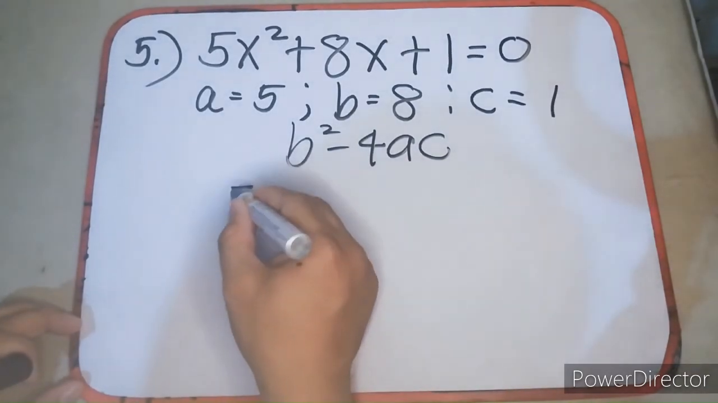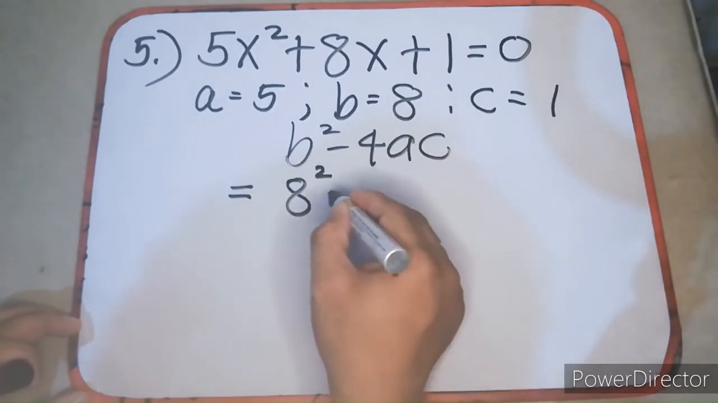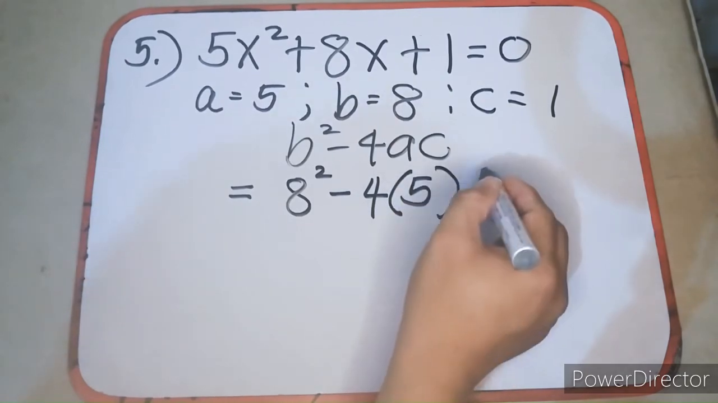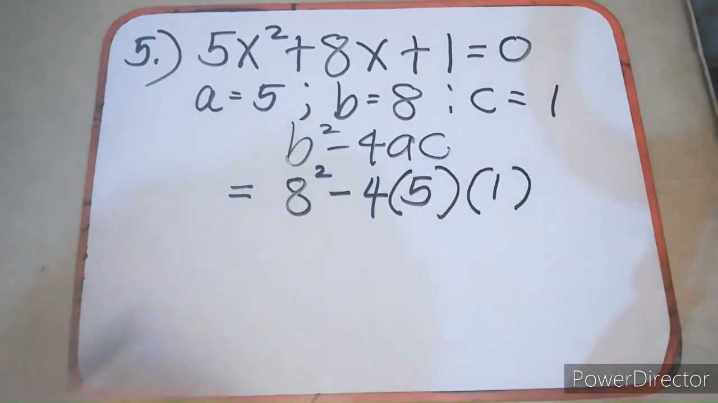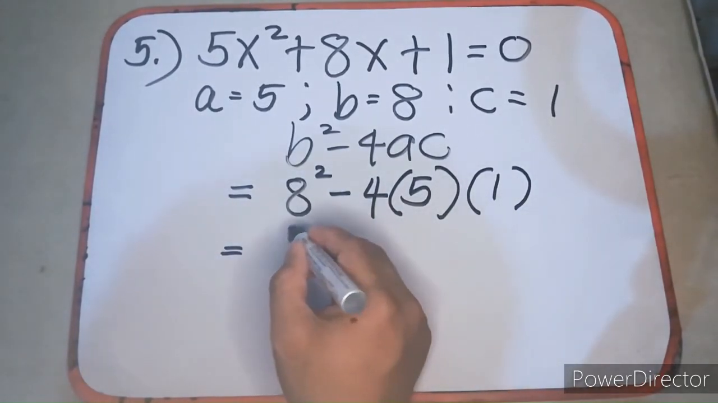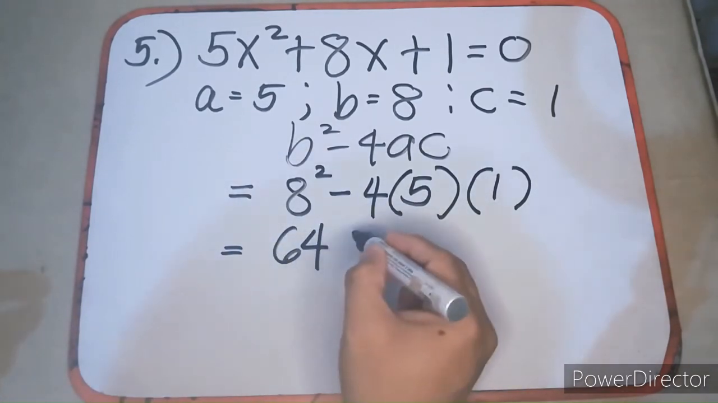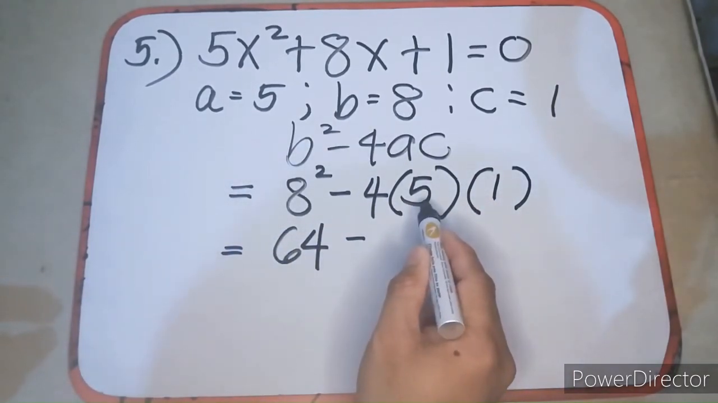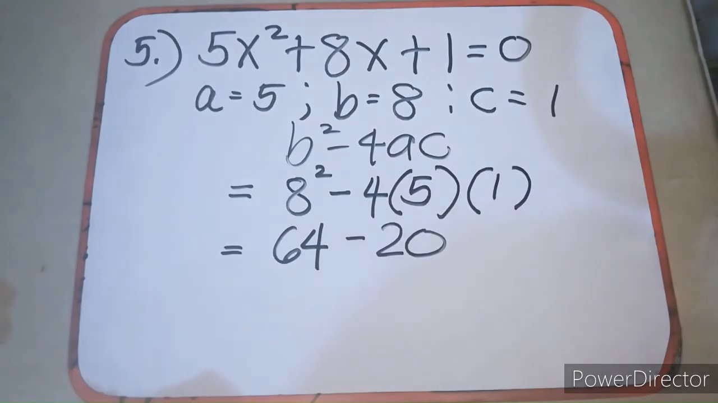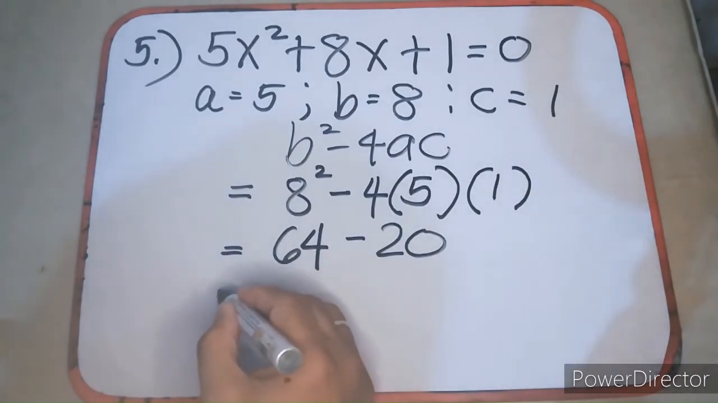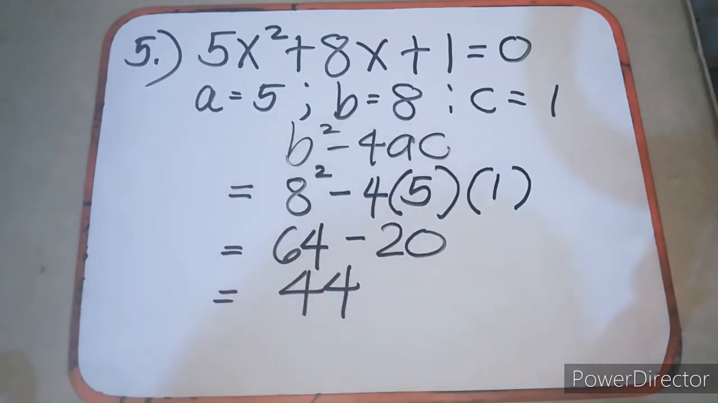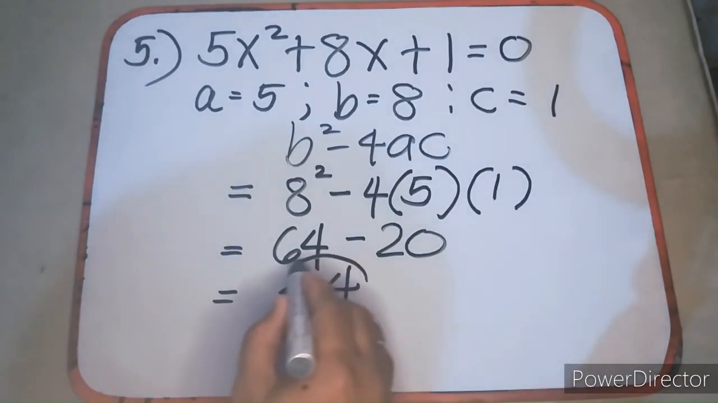So let's start substituting. We come up with 8 squared minus 4 times the value of a, which is 5, times the value of c, which is 1. Then let's simplify this part. We'll come up with 8 squared, which is 64 when we do 8 times 8. Then minus 4 times 5, that would be 20, times 1, that would be 20. Then subtract, we'll come up with 64 minus 20, which is equal to 44. So the value that we got is 44.